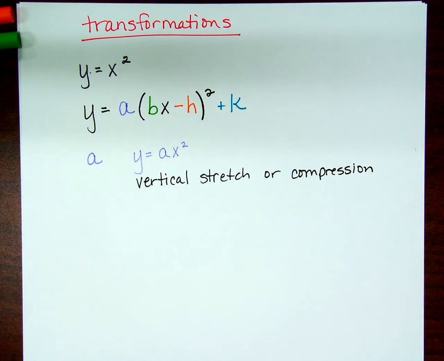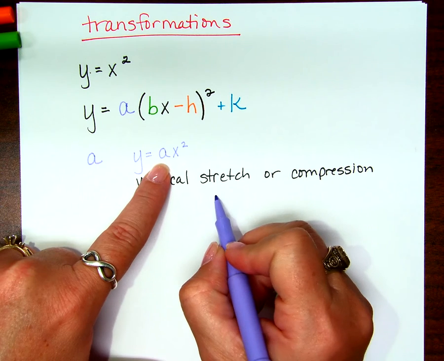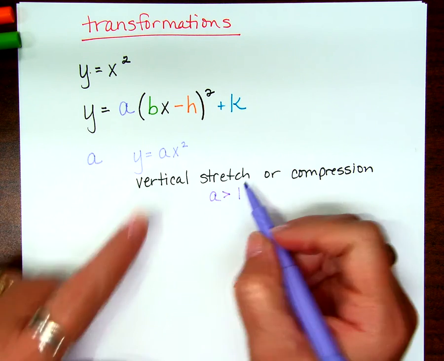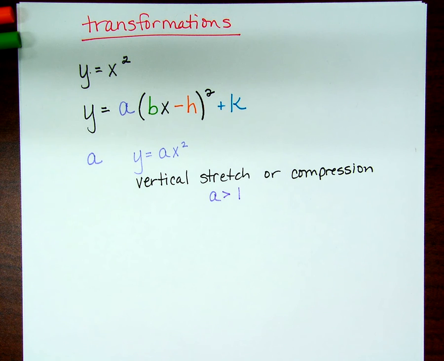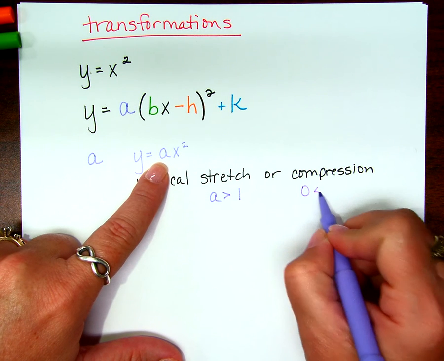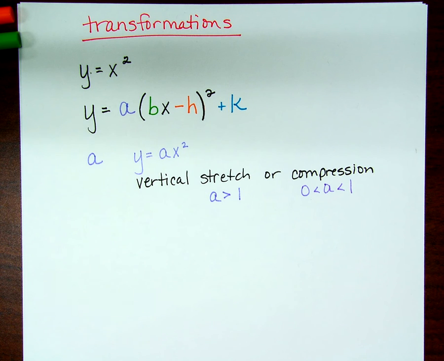I need you to know just by looking at the A value whether it's a stretch or compression. If it's causing a stretch, A is going to be greater than 1. If it's causing a compression, A is going to be between 0 and 1. So what did I leave out? If A is less than 0, right? Well, that's a whole other thing, okay?